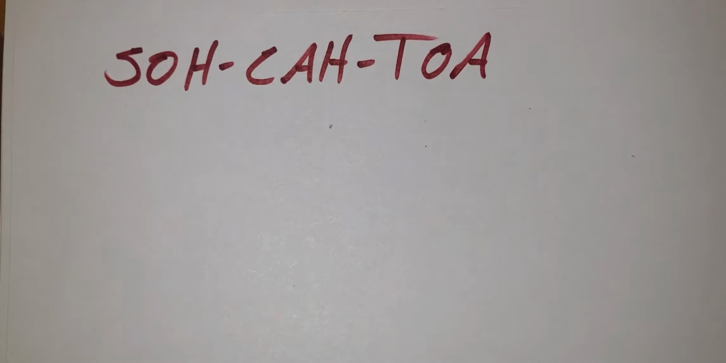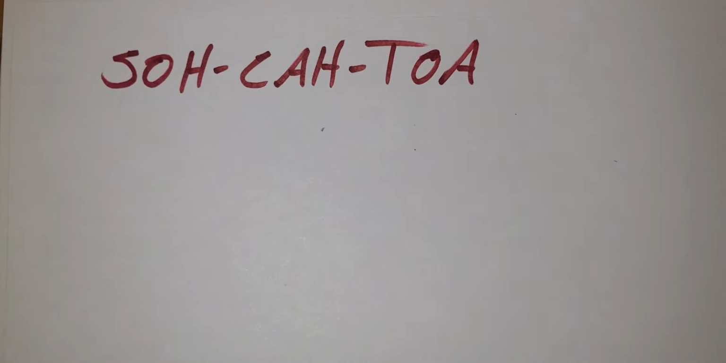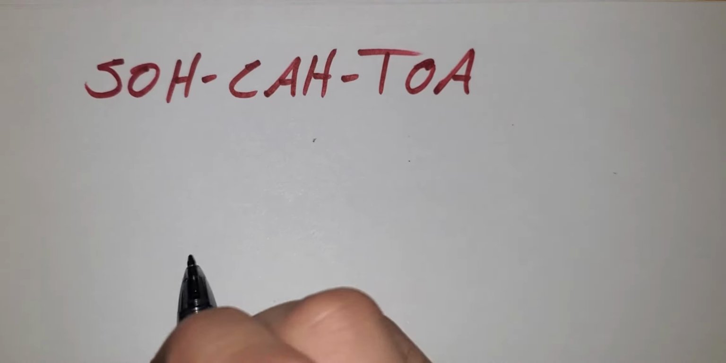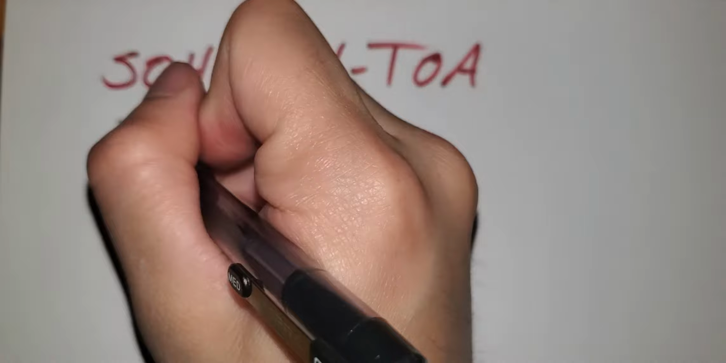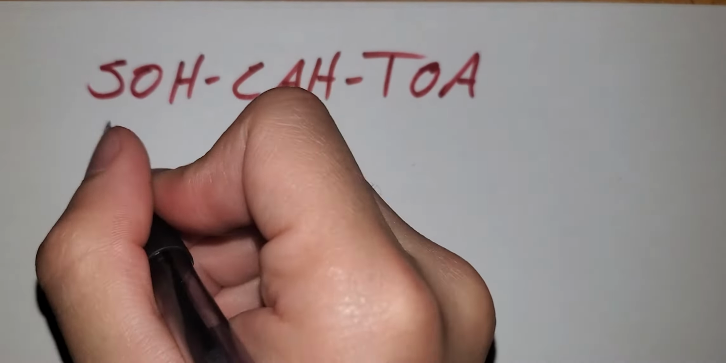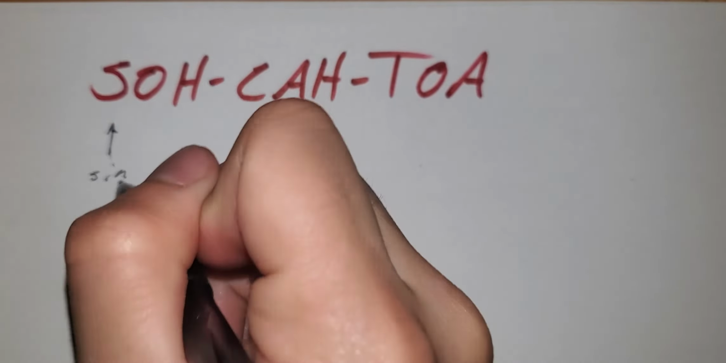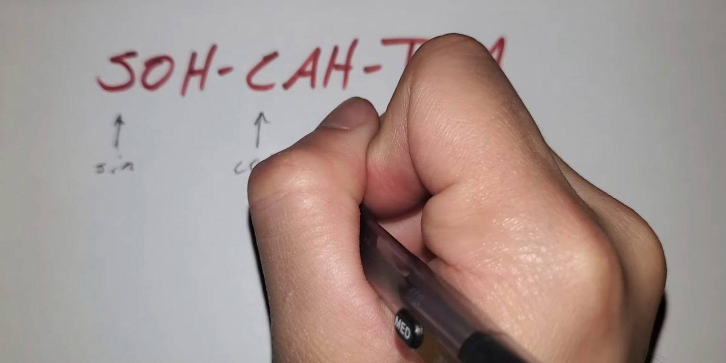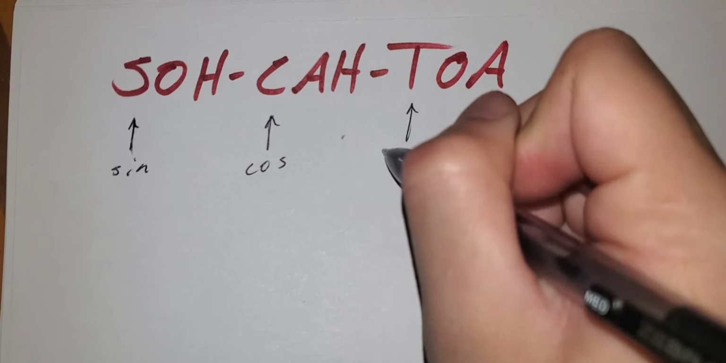Okay guys, now a pretty quick video on SOH-CAH-TOA. So pretty much we're going to be using this to find angles and to find side lengths. Just a quick review. Remember that S stands for sine, C stands for cosine, and T stands for tangent.